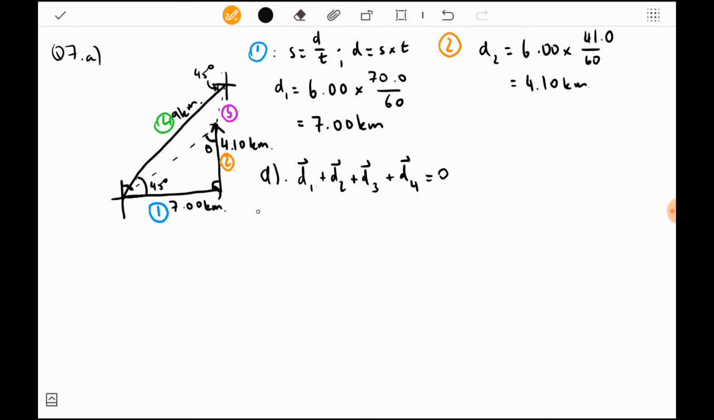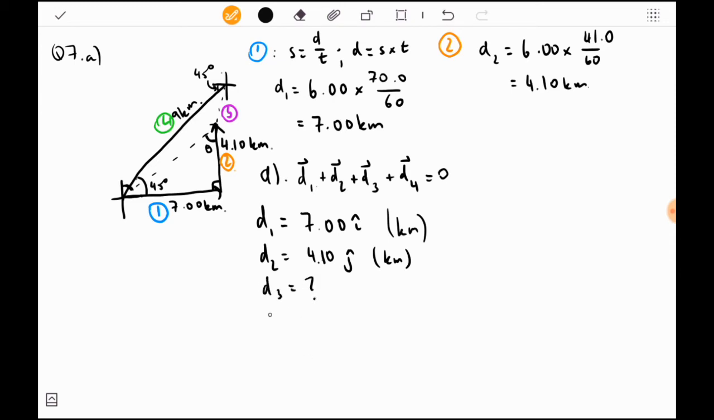The first distance, D1, in component form will simply be 7.00 i kilometers, because we're just going 7 kilometers east. D2 is also nice and easy. That'll have no i component, and it'll just be 4.10 j kilometers. D3, we don't know. I'm going to write that over here. Let's use all the space available to us sensibly.